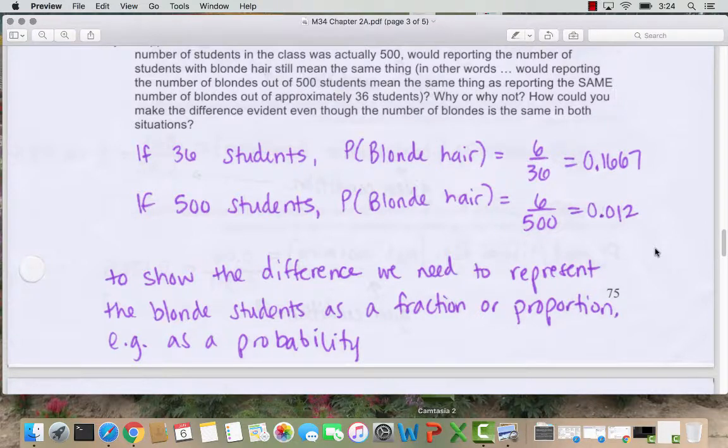So to show the difference in the class sizes, we need to represent the blonde students as a fraction or proportion, in other words, as a probability. So we don't ever want to just say there are 6 blonde students in class. We want to say there are 6 out of 36 or there are 6 out of 500, because those probabilities are very different.